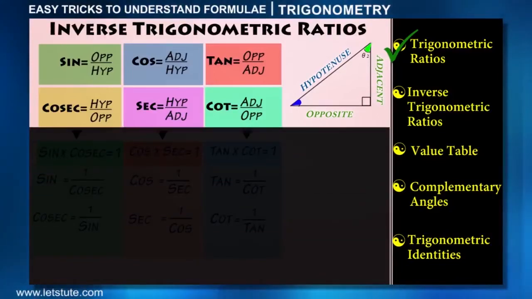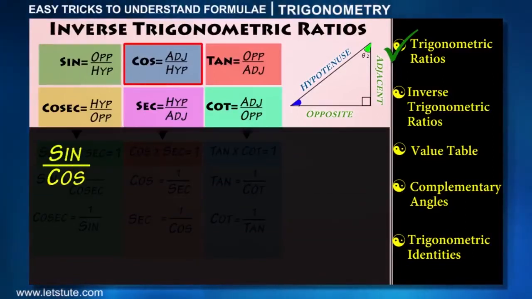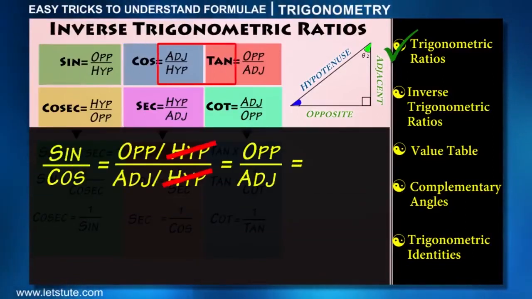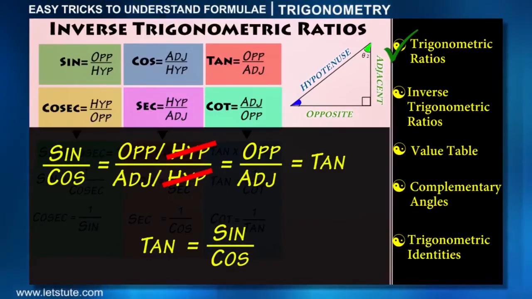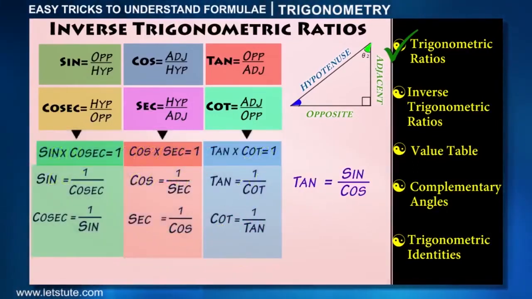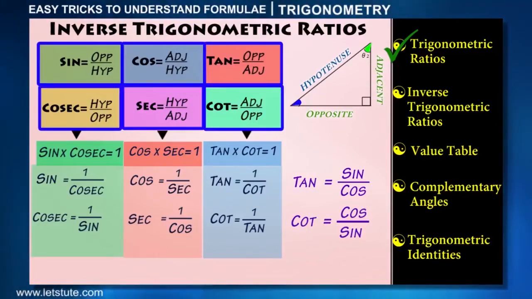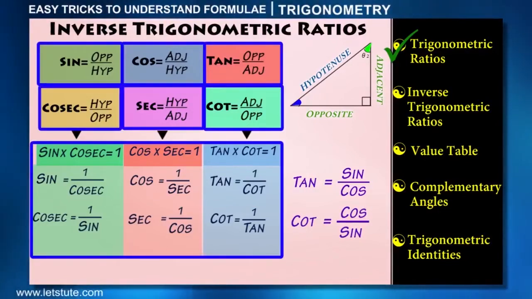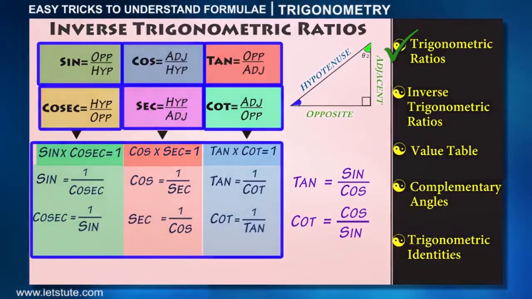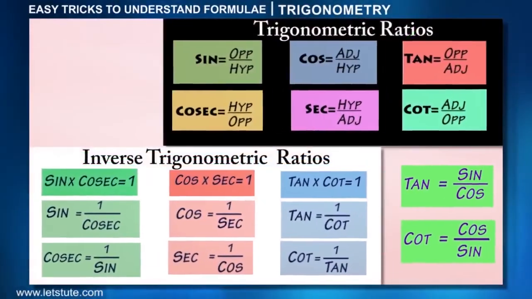Now if we take the ratio of sine and cos, we get the same ratio as tan. Thus we have got one more formula, that is tan is equal to sine upon cos, and since tan and cot are inverse, cot is equal to cos upon sine. So you see, by just simply playing with these 6 trigonometric ratios, we can derive the different formulae. Let's summarize the formulae we learnt till now.